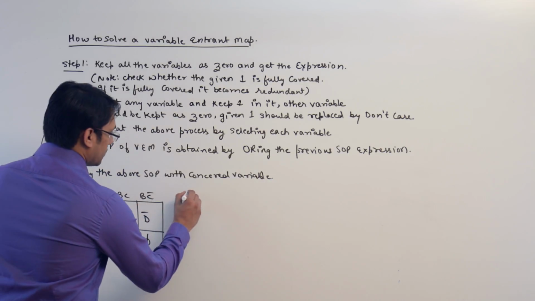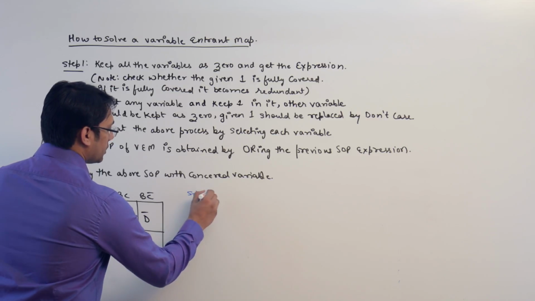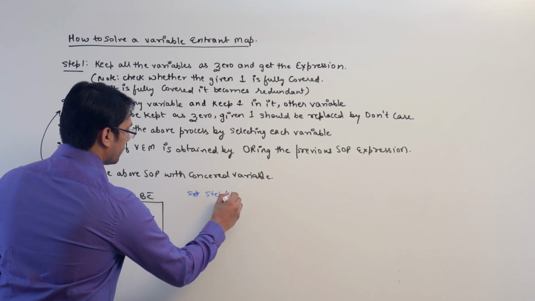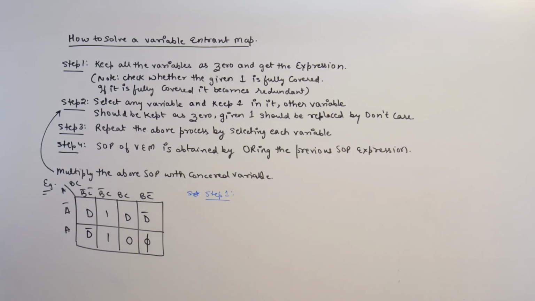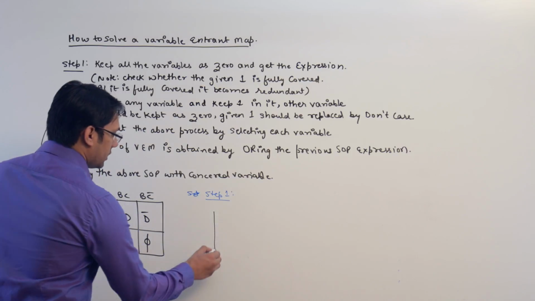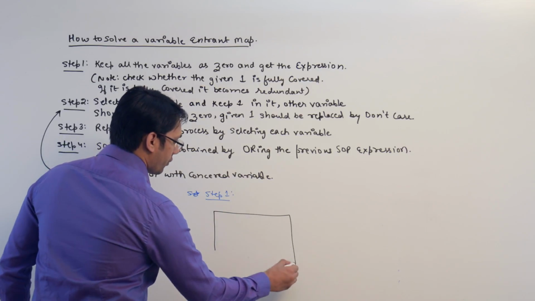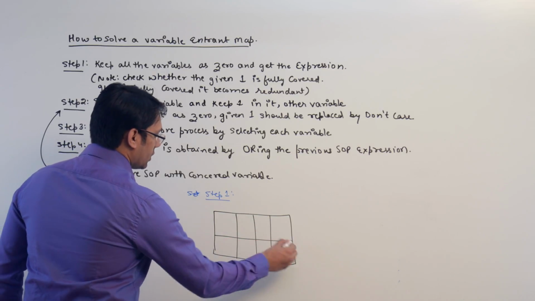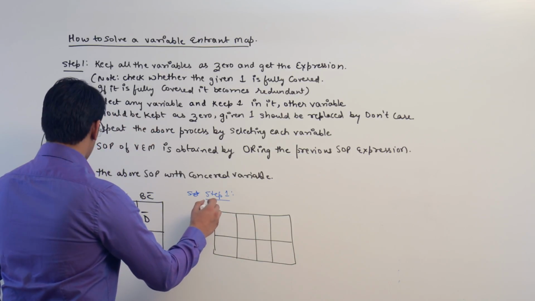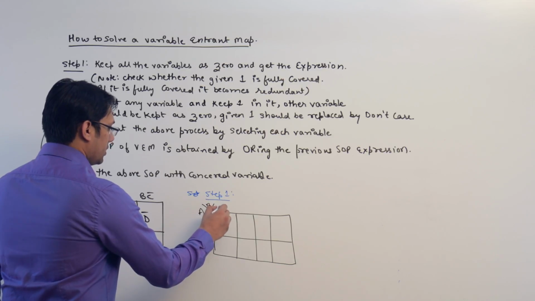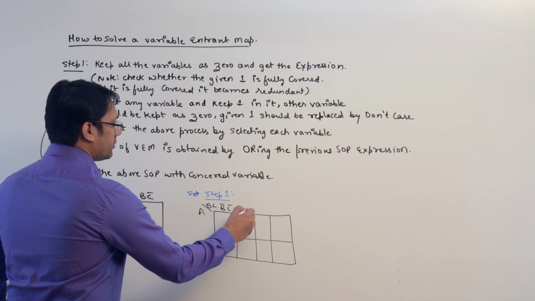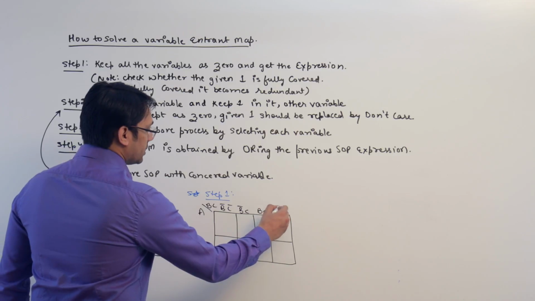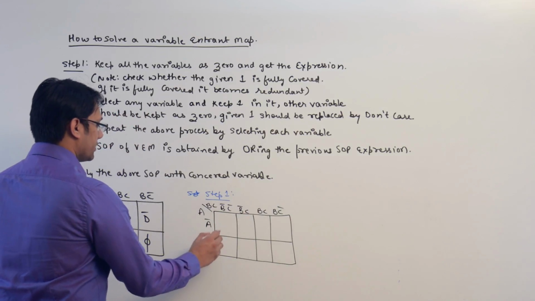So first we want to do step number 1. What is step number 1? For this K-map, keep all the variables at 0 and get the expression. So let us keep all the variables as 0. This is the K-map. This is A, this is BC. This is B complement C complement, B complement C, BC, BC complement. This is A complement, this is A.